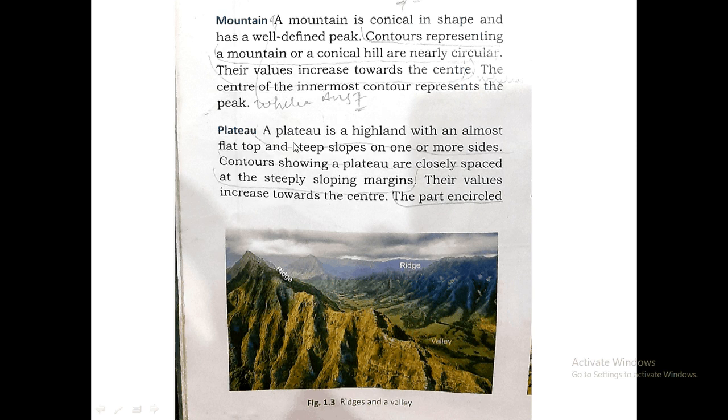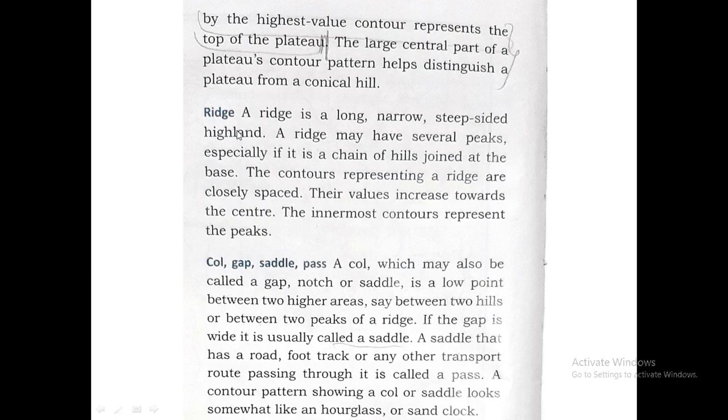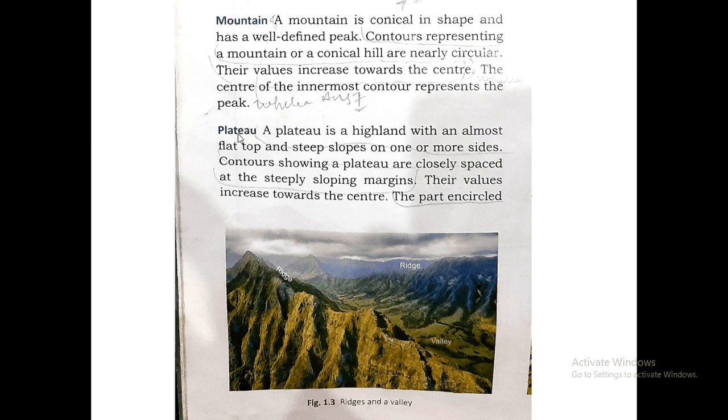A plateau is a highland with an almost flat top. प्लेट्यू क्या होता है? जिसका टॉप कैसा होता है? फ्लैट होता है. And it has steep slopes on one or more sides. Because it will have four sides, it may have steep slopes on one side, or on all the sides, or on two sides.